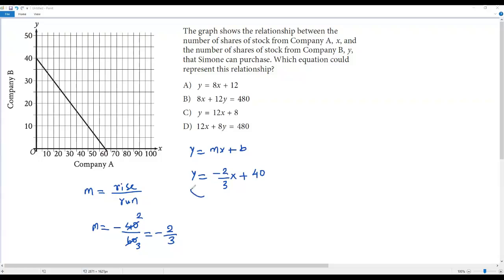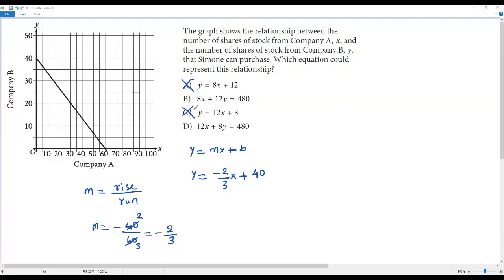Okay, so now the equation is in slope-intercept form. When I go over the options, only option A and option C have the equation in slope-intercept form, but in both options the slopes are positive. That is, here the slope is 8, here the slope is 12. In our equation the slope is negative 2 over 3. So it does not match option A or option C. So option A and option C cannot be correct.